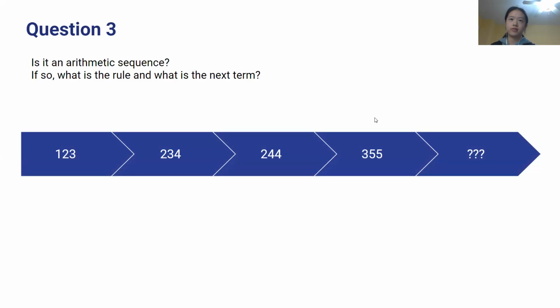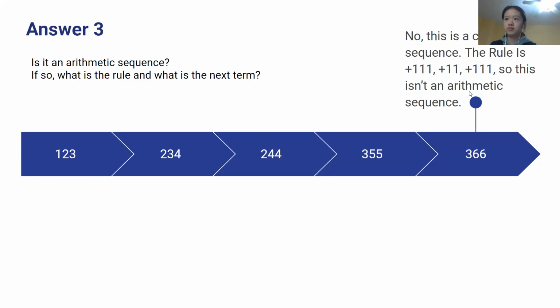Okay, for this third one, again, same thing basically. Is it an arithmetic sequence? And if so, what's the rule and what's the next term? All right, so you guys are right. It is no because the difference between the first and second is 111, and then between the second and third is just 11. So it's not an arithmetic sequence.